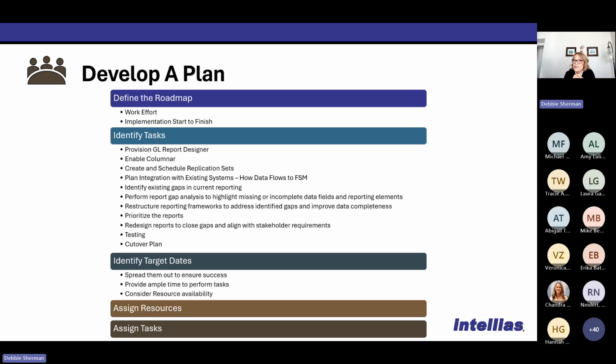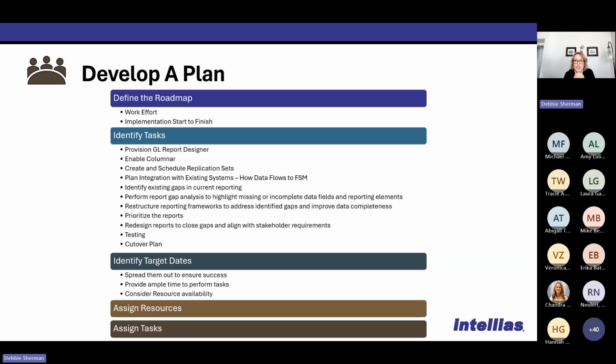Plan your integration with existing systems. One thing you really need to consider, especially with Geo Report Designer, is what data is coming in to FSM from outside sources. It's also important how the rep sets are scheduled, because based on the schedule for that data flowing into FSM, you want to make sure that the rep sets are scheduled so they're pulling that data after the fact. Then start identifying existing gaps in your current reporting. Perform that report gap analysis to highlight missing or incomplete data, fields, and reporting elements. Document that. Restructure your reporting framework to address those identified gaps and to improve data completeness.